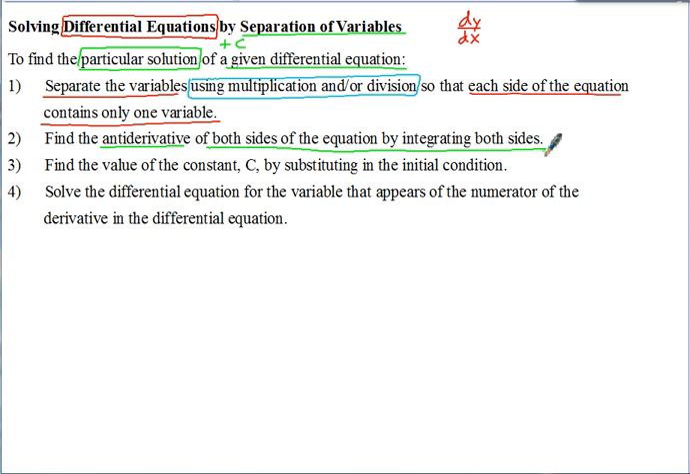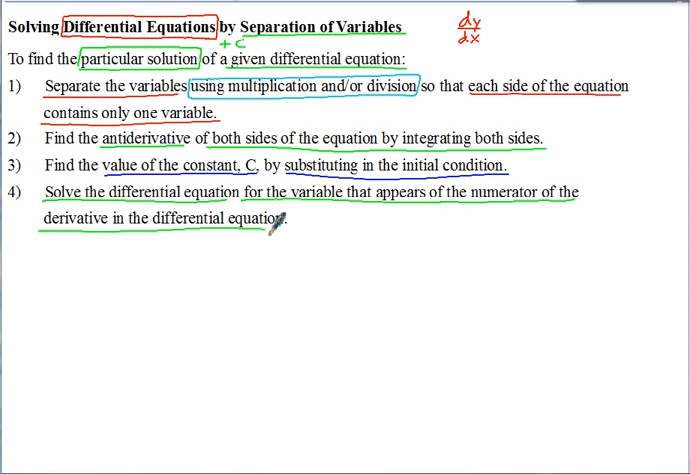Then we'll find the value of the constant c to get our particular solution by substituting the initial condition. And finally, we're going to solve the differential equation for the variable that appears in the numerator of the derivative of the differential equation. That should be all in there.